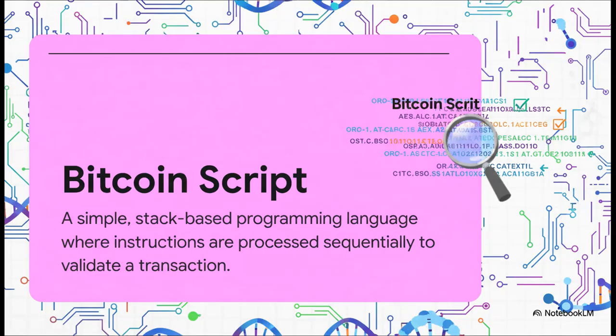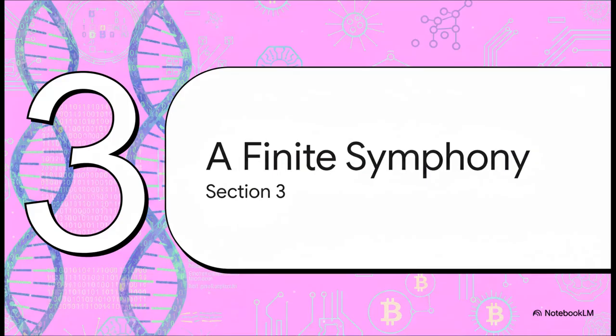So, to put it simply, Bitcoin script is this very straightforward programming language where instructions just get processed one by one, like checking off items on a list. Its entire purpose is to run these digital genes to prove that a transaction is valid before the rest of the network will accept it. Now we get to the most interesting and kind of peculiar feature of this entire digital language. It's something that, at first glance, seems like it would be a major flaw.